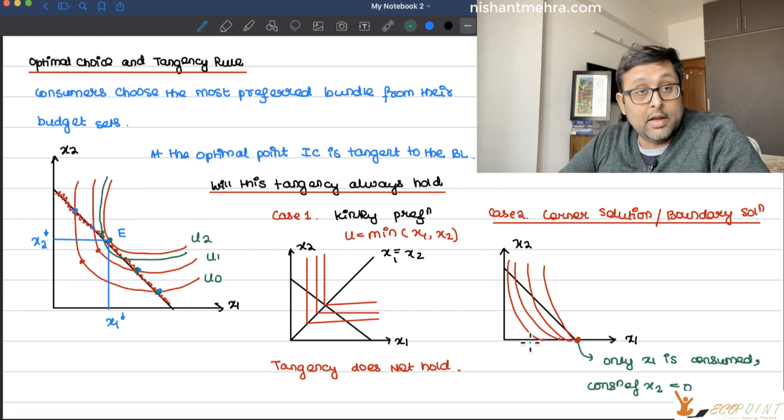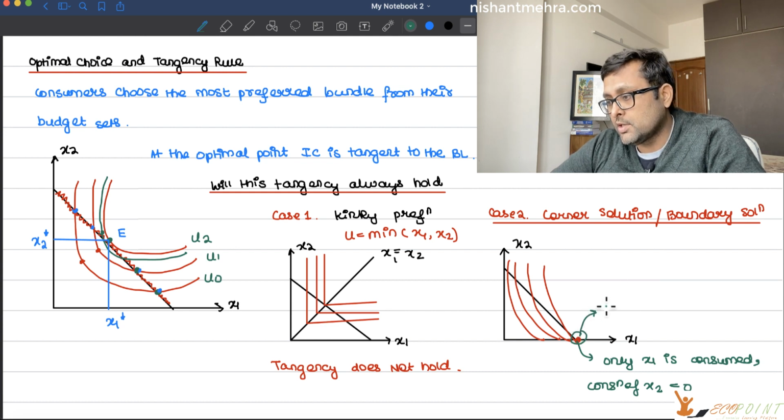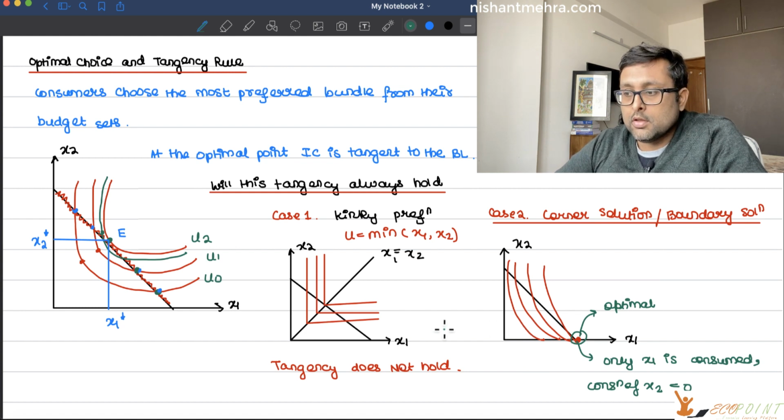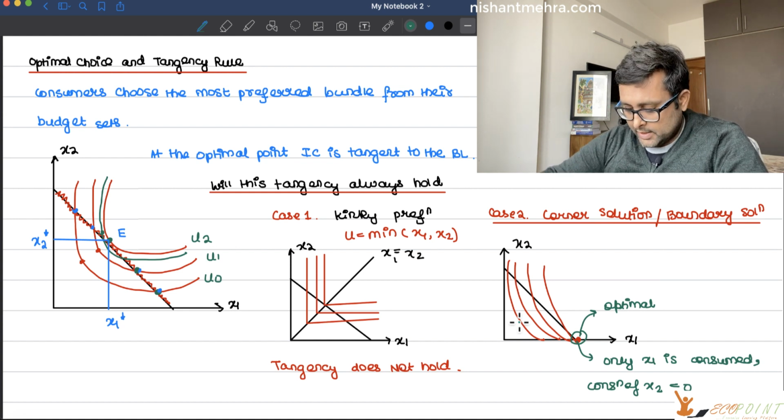So optimal is occurring at the point where consumption of one of the goods is 0. So here, this is the optimal, beta. Tangency is again not holding even in this particular case, strictly speaking. The slope of the indifference curve and the slope of the budget line are not the same, although the indifference curve is definitely not crossing.